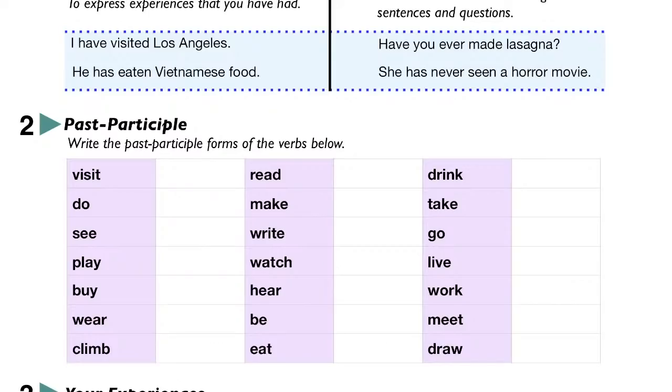Okay, go, gone, live, lived. Okay, so that is just a regular verb. So we just add ed to make it, have you ever lived in a big city? So it's lived. Okay, and work is also a regular verb, so we just add the ed, worked. Have you ever worked in a factory? Have you ever worked in a school?